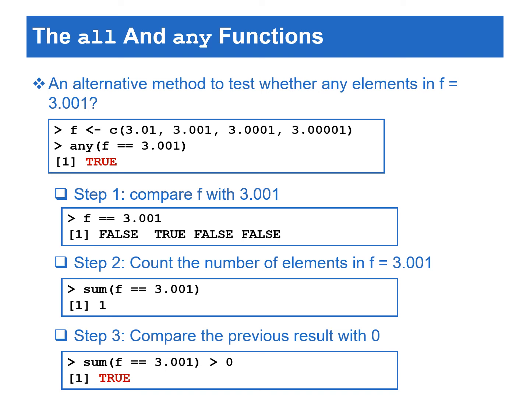First, we need to compare f with 3.001 by using the double equal operator, which results in a vector of TRUE or FALSE. In the second step, we can use the sum function to count the number of elements in f equaling 3.001. The sum function returns 1 in this example. Lastly, we need to examine if the result from the sum function is greater than 0.